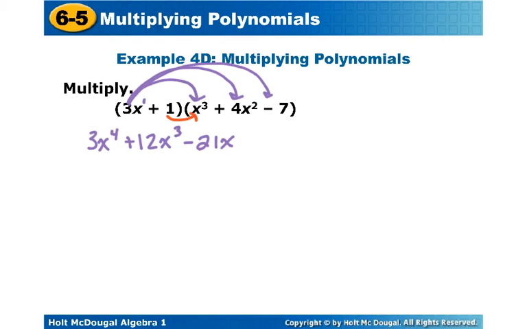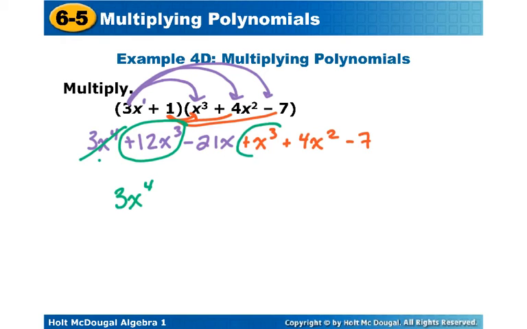Alright, now going the other way. 1 times x cubed just gives me x cubed. 1 times 4x gives me 4x squared. 1 times negative 7 is just negative 7. Combine like terms. Well, I only have 3x to the fourth. Done with that. Now, going in standard form, my cube terms. Remember, if it doesn't have a 1, give it a 1. So positive 13x cubed.